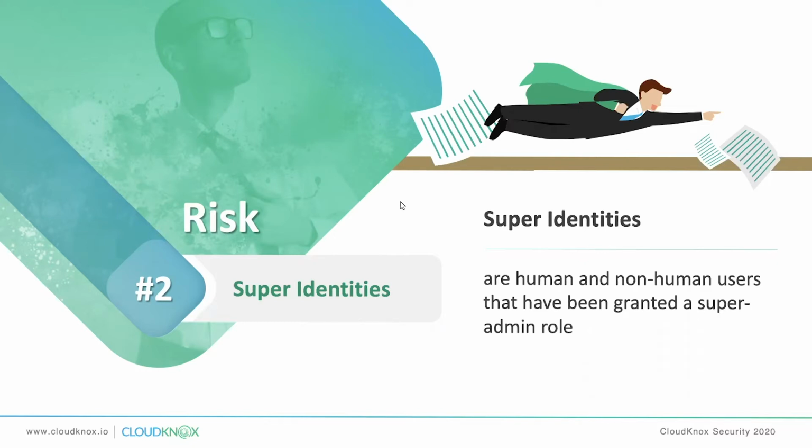That same admin under the new cloud paradigm, with all the cloud authorization platforms and all the automation that comes with that, can destroy an entire data center with a couple of clicks or a simple script. Super identities can be both human and non-human. These aren't the legacy break glass admin accounts that you used to have from the legacy data center days.